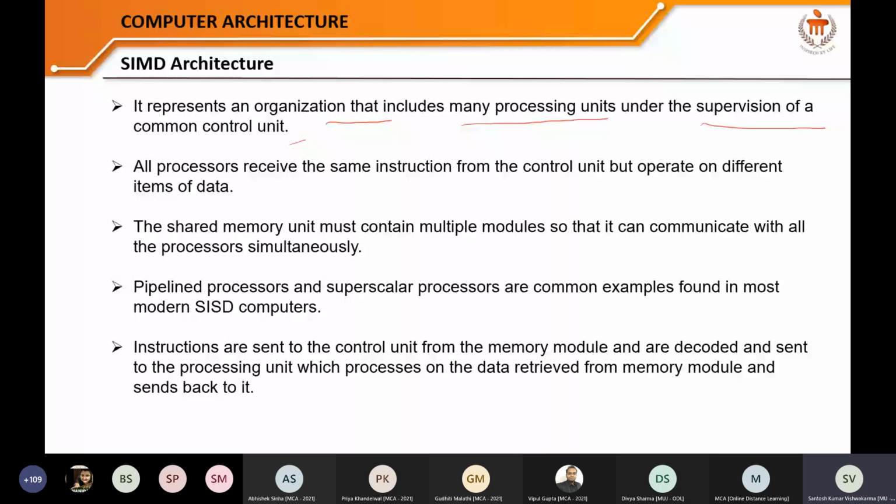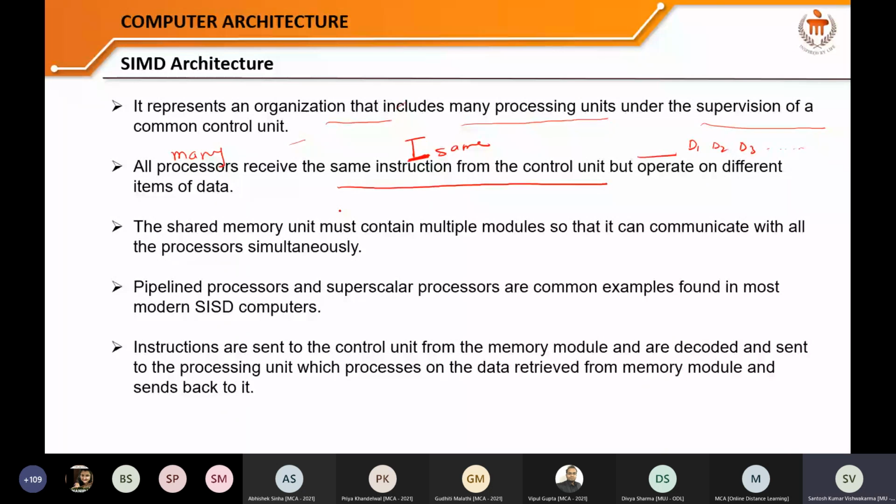Okay, so coming to the second point: all processors receive the same instruction from the control unit but operate on different data. That is the more significant part of SIMD, what justifies the name itself. If we are going to have many processors, multiple CPUs, the instruction is going to be the same, but they are going to operate on data 1, data 2, data 3. That is the main core part of working with the SIMD structure.